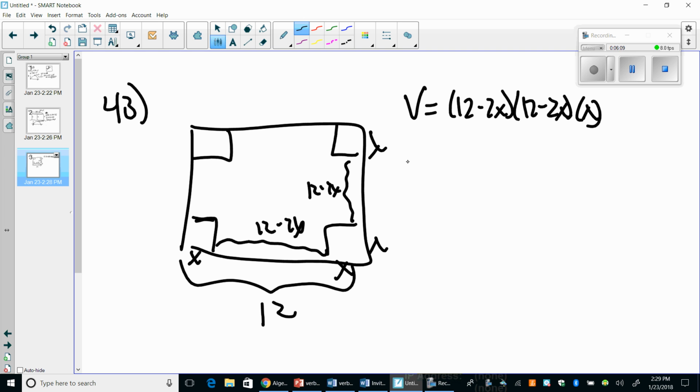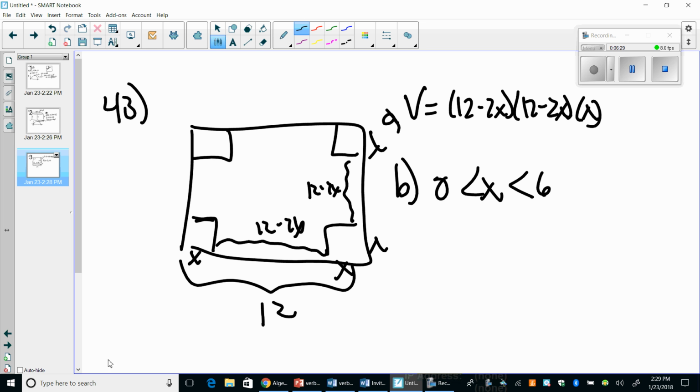So that's part A. Part B wants to know, what can the domain be? What can x be between? Well, x can be between 0 and 6. I can't take more than 6. I can't take 6 off of each side if I only have 12 to work with. And then part C, graph the function with a graphing calculator.